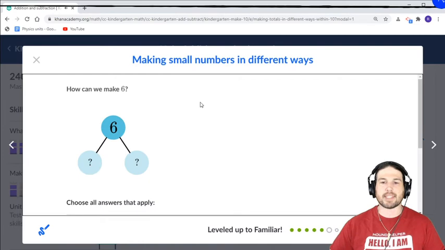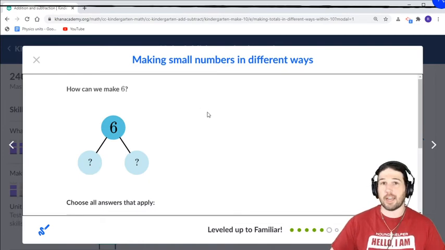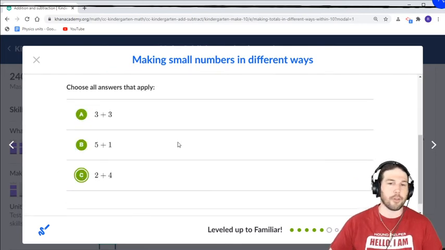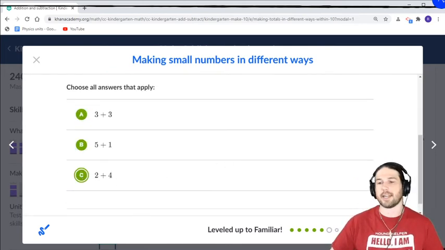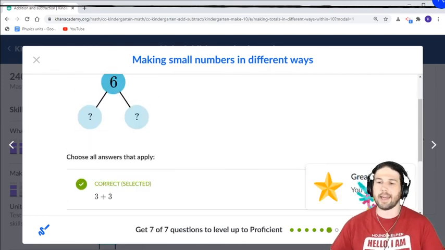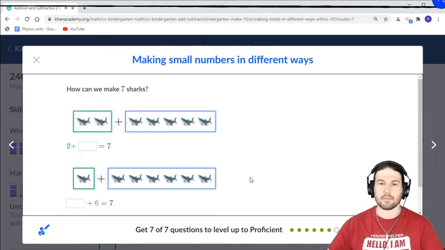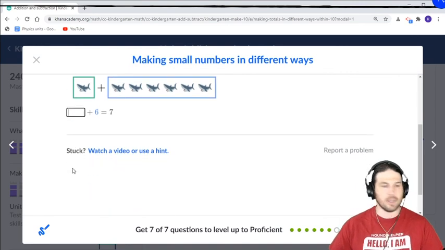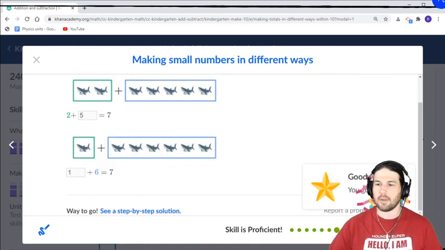How can we make 6? Well, I figure 1 plus 5, 2 plus 4, 3 plus 3. Hey, there's 3 plus 3. There's 5 plus 1. Hey, all 3 of them work. Those are all 6. Yay! How can we make 7 sharks? Sharks. Why does it always have to be sharks? 2 plus 5 is 7. 1 plus 6 is 7. And we are done.